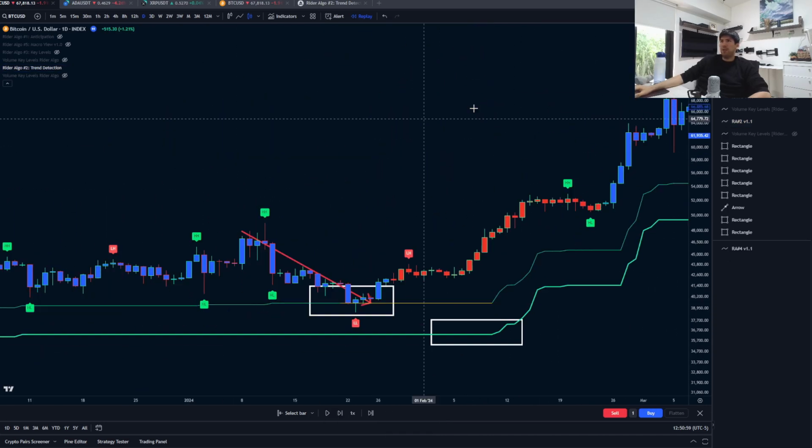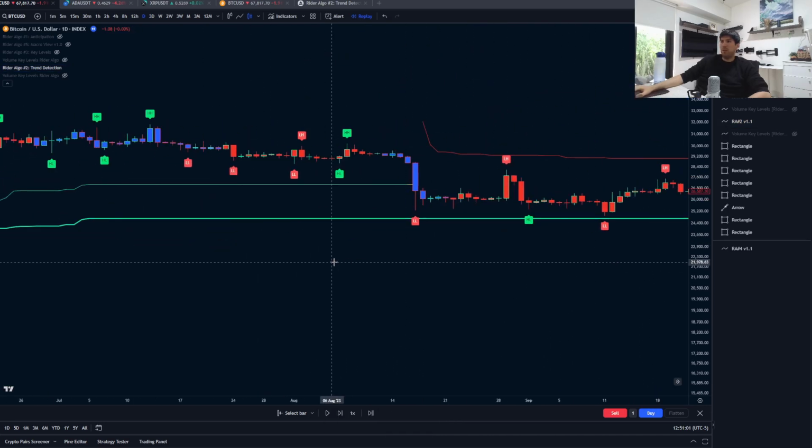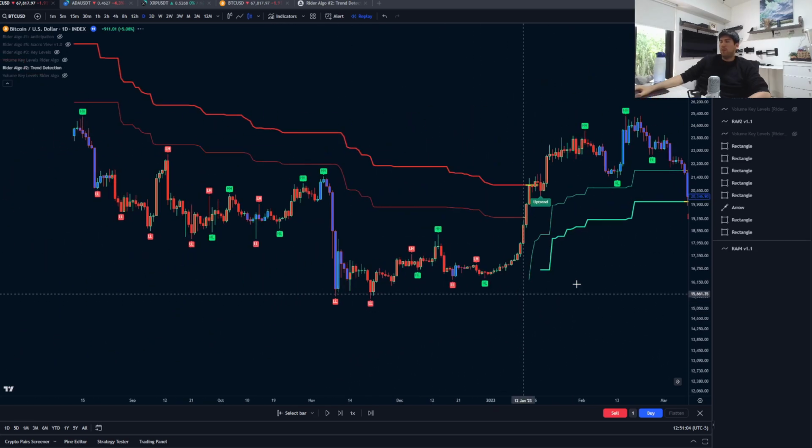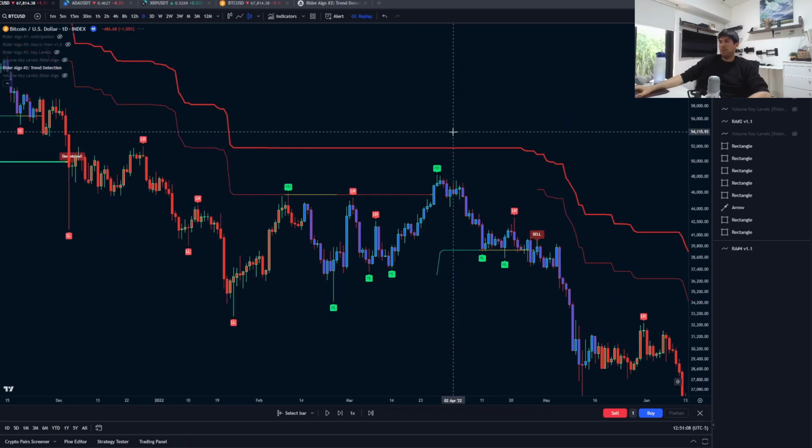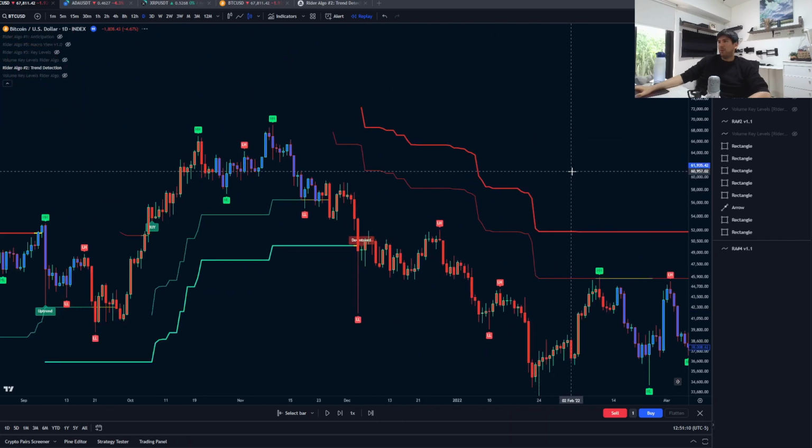Let me see some short example. And as I told you, shorts for Bitcoin are not a good idea overall. And if you're gonna do it, just make sure that you're doing it when this big trend is red. So this is a good example here.